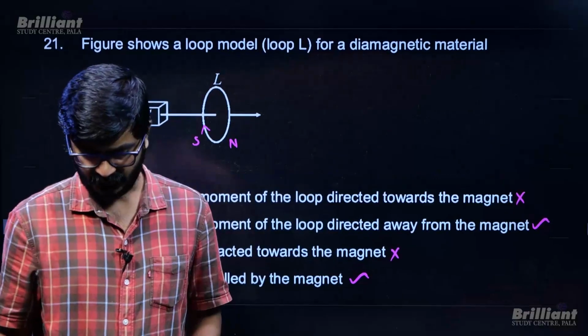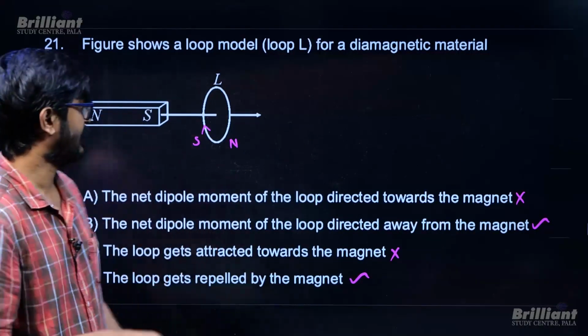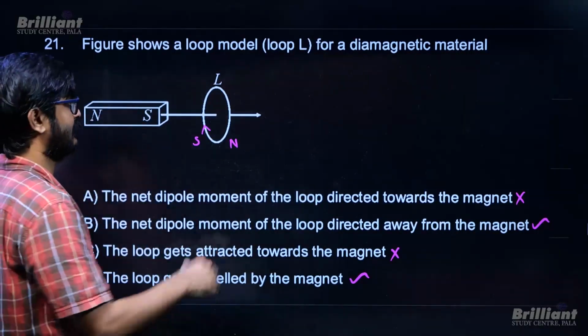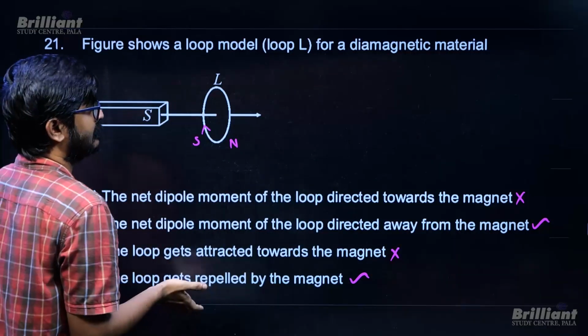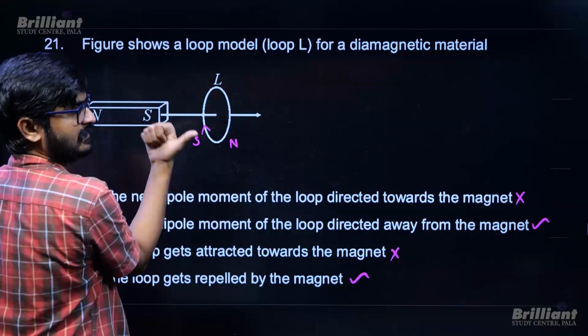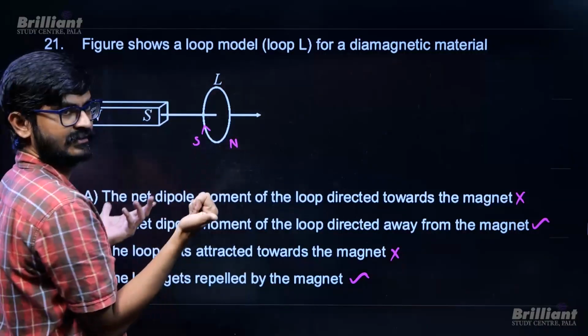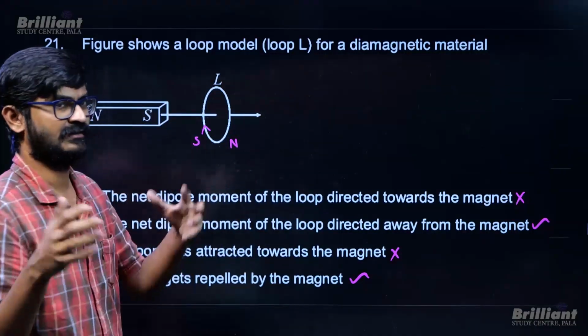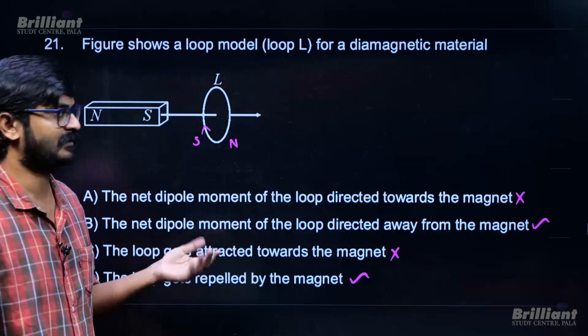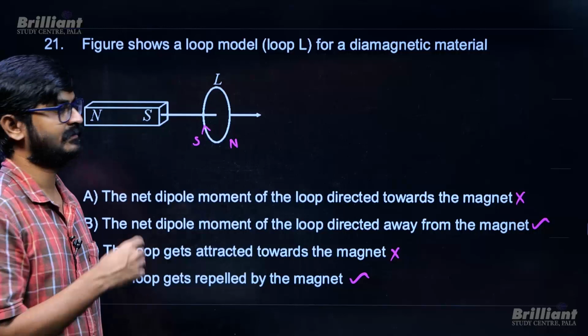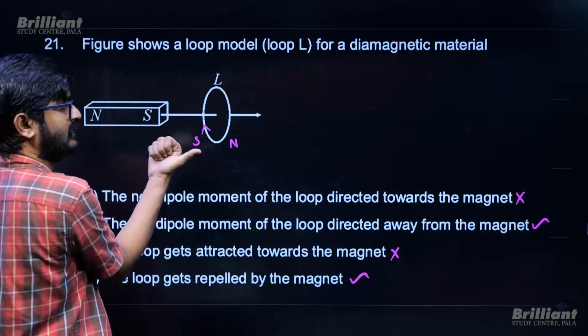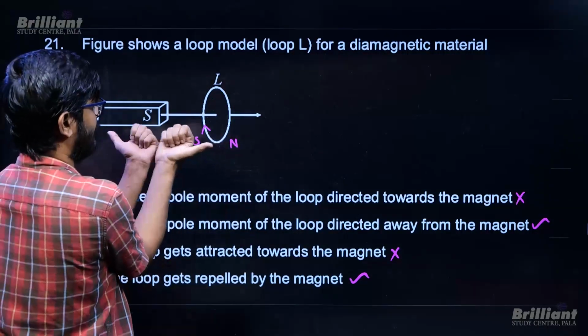Similarly, the figure shows a loop model for diamagnetic material. Again the same thing, when you are bringing the bar magnet, the flux in this direction is increasing. If the flux in this direction is increasing, then the current will flow in this direction. By Lenz's law you can get it, right? If you don't know Lenz's law and Faraday's law, you can better come back to this chapter after EMI, right? So there will be an induced current in this direction.